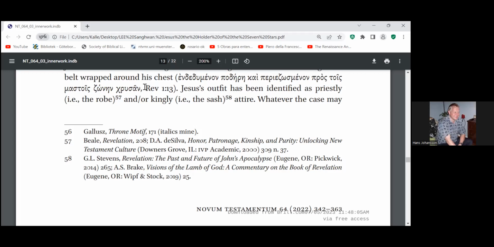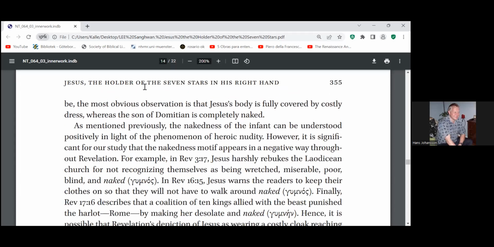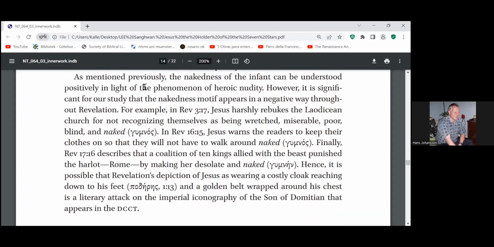Whatever the case may be, the most obvious observation is that Jesus's body is fully covered by costly dress, whereas the son of Domitian is completely naked. As mentioned previously, the nakedness of the infant can be understood positively in the light of the phenomenon of heroic nudity.